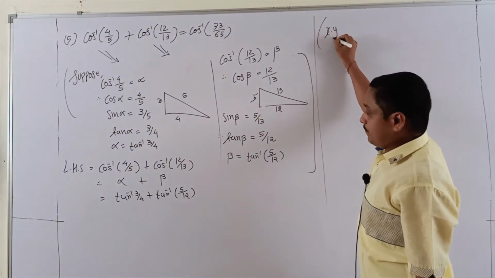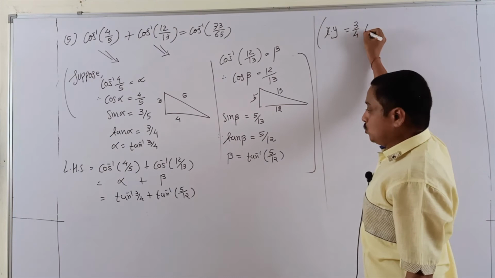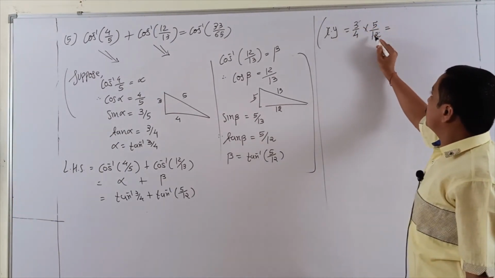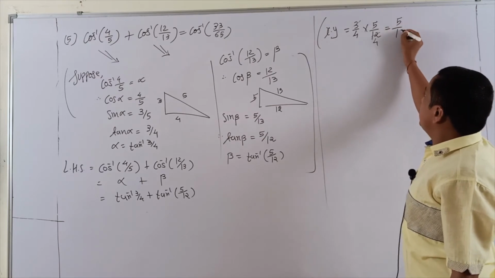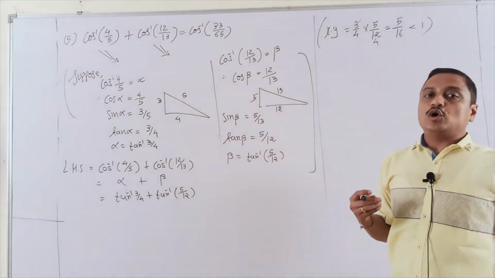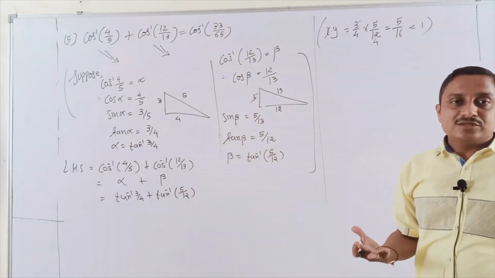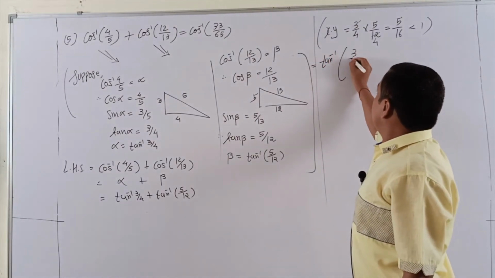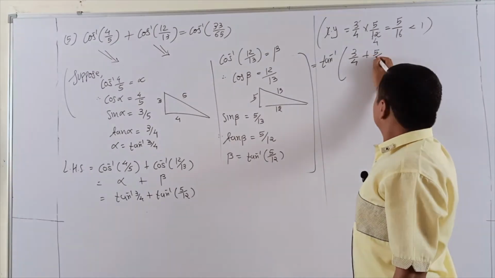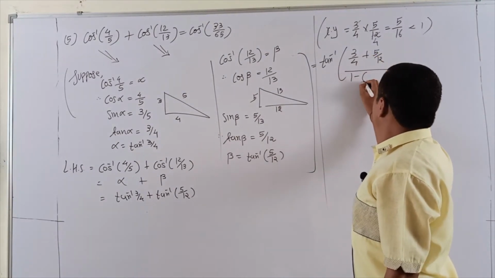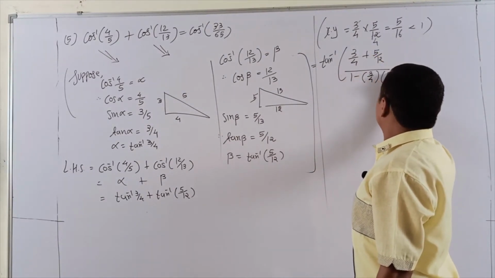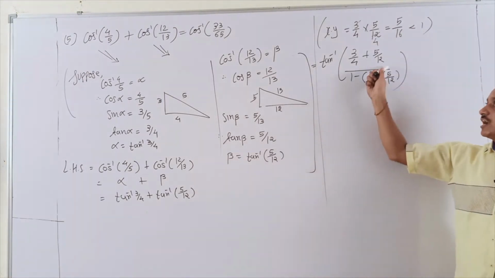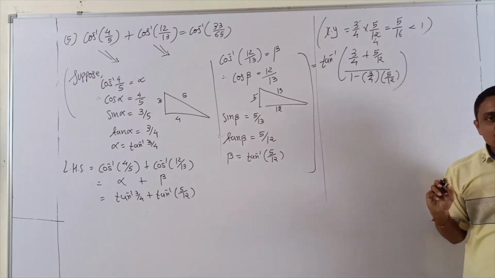So I first check x into y, which is 3 by 4 into 5 by 12. Surely here 3 4s are 1, 5 by 16, and you get it. That is only less than 1. So my property is tan inverse 3 by 4 plus 5 by 12 over 1 minus 3 by 4 into 5 by 12. Yes. Now check what is the LCM.